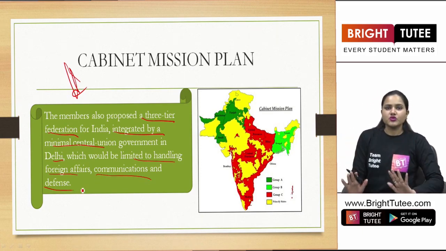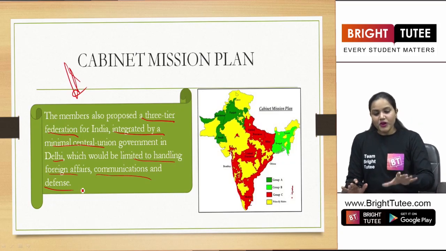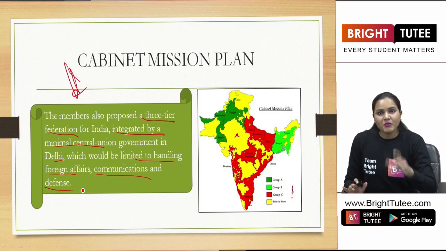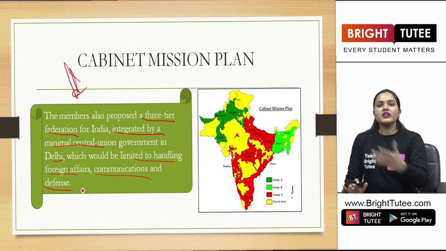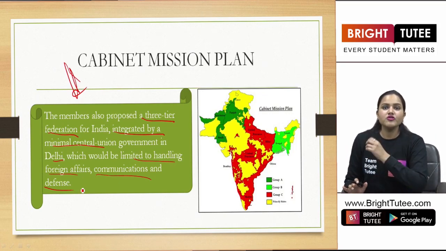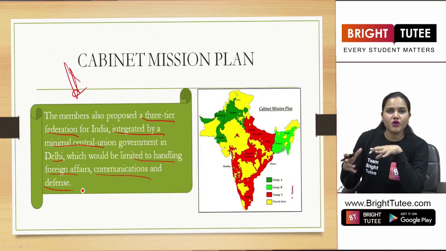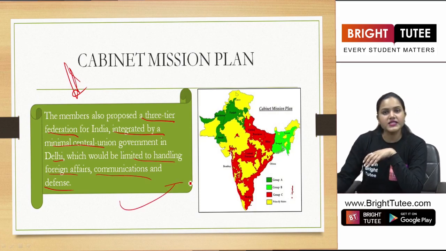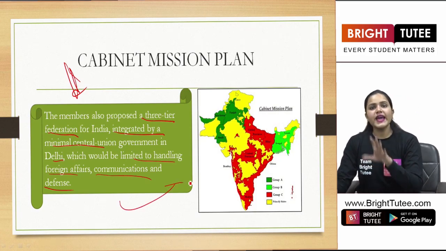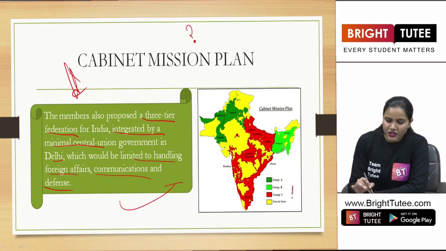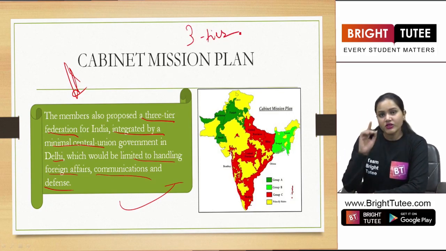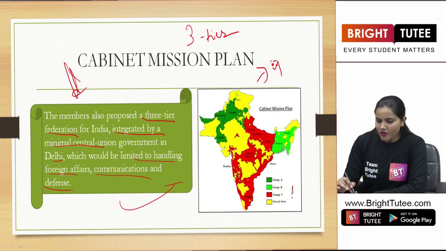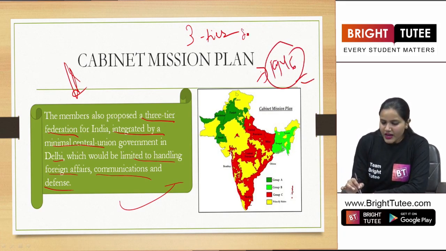Now, what are we seeing here, students? These are some of the points that you have to keep in mind, because some of these ideas were later used in the constitution making. The features of the constitution contain some of these ideas, right? So, the cabinet mission plan, or its members, proposed a three-tier system. This was during the time of 1946 that we are talking about. At that time, a three-tier federation was proposed.